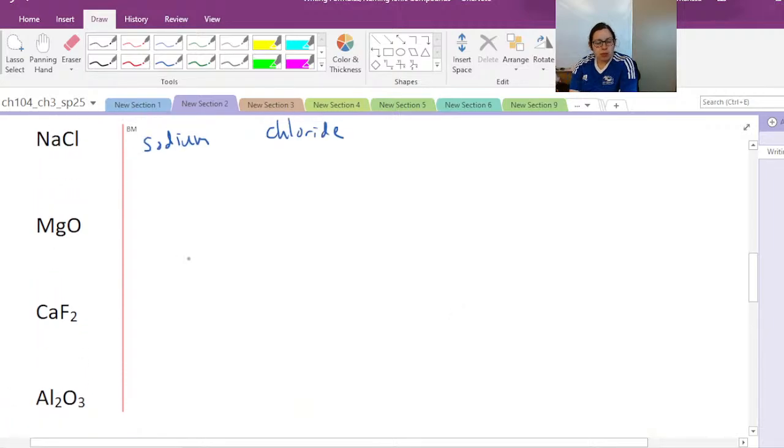All right, so take a minute or two. So what would be the formula for these next 3 examples? So just write it down and then we'll go over it.